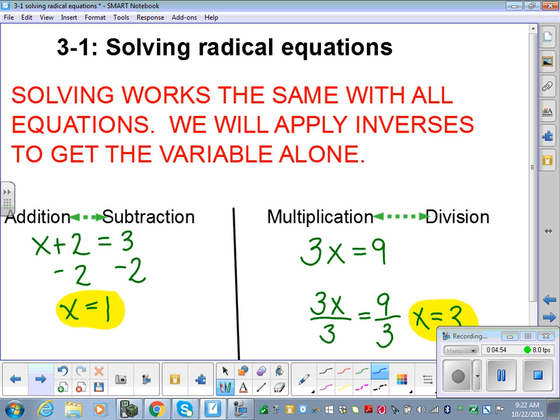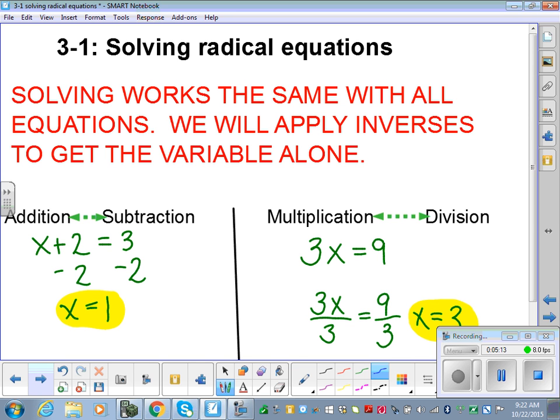So solving works the same with all equations. We know how to solve linear equations. We know how to solve quadratics. They're different, but they all include some of the same things though. We apply inverses to get the variable that we're trying to solve for alone, right? We apply inverses to get it alone, piece by piece.